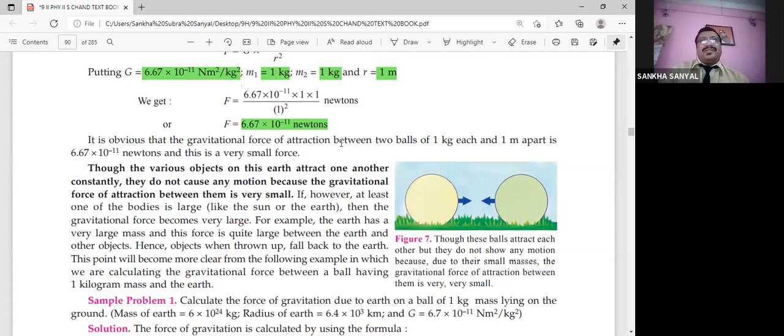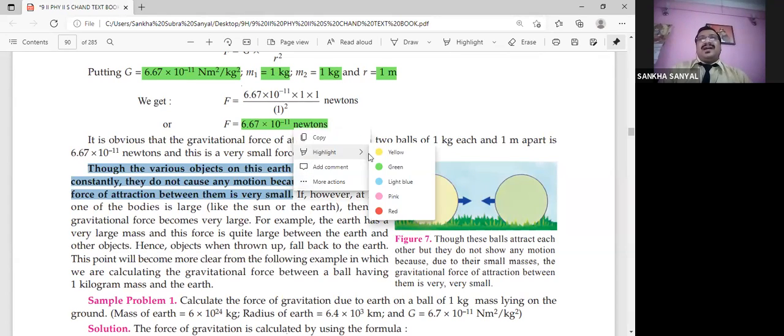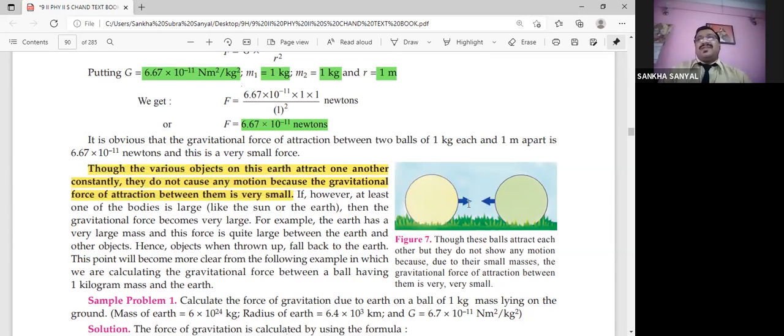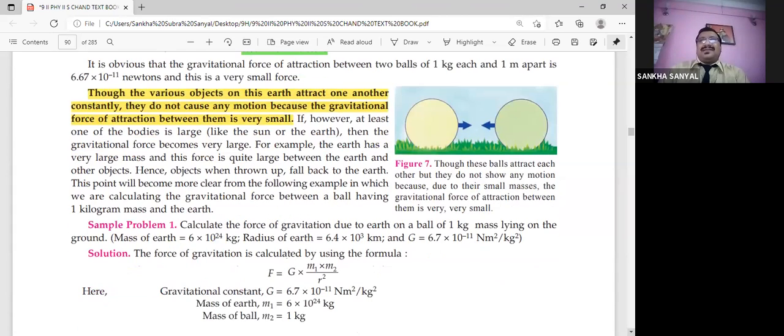So, though the various objects on this earth attract each other constantly, they do not cause any motion, because the gravitational force of attraction between them is very small. This gravitational force is so small that the movement actually cannot be seen. It is something which is unobserved. But yes, if you throw a stone towards the earth, you can see it because of the difference of masses.